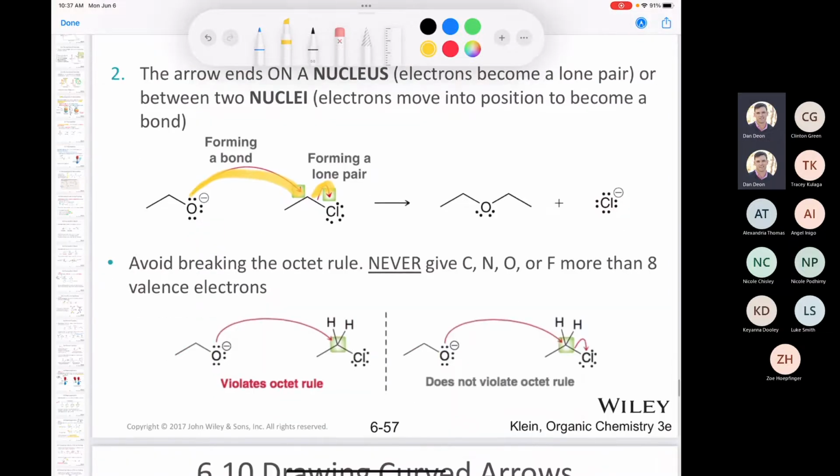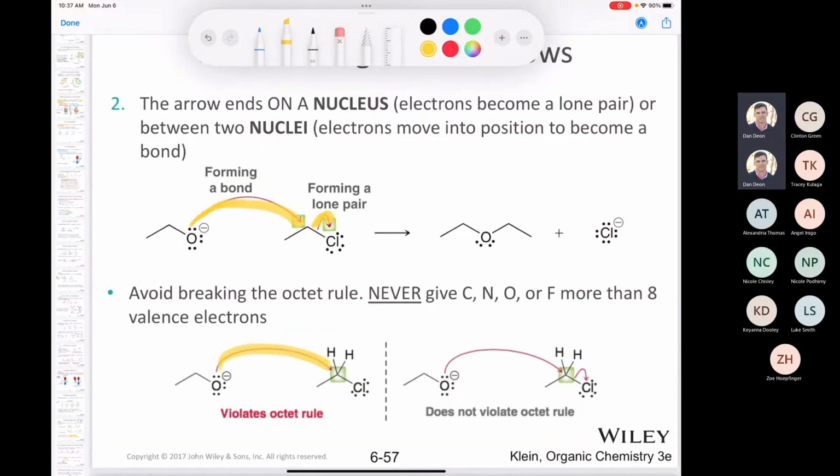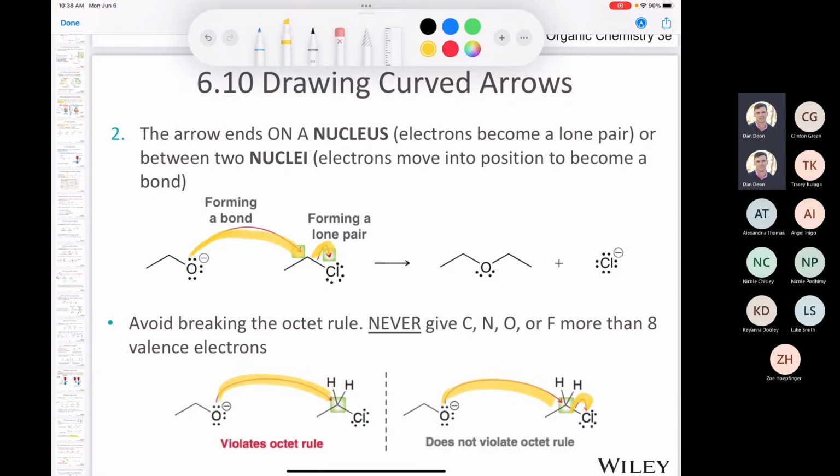So you see how this arrow here, it just looks like you're forming a new bond. You'd have to make a bond and break a bond in order for it to be correct. You cannot have 5 bonds to a carbon.